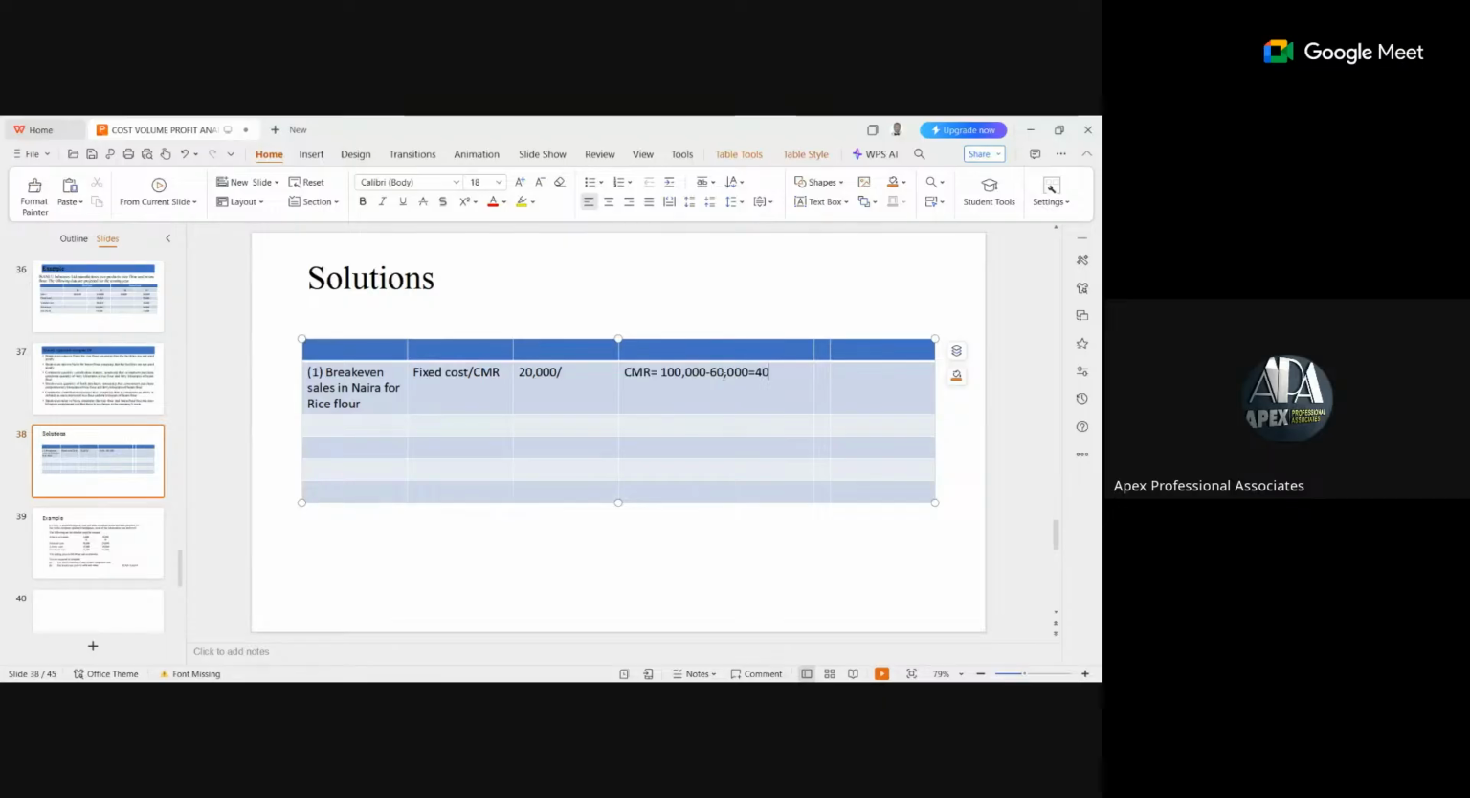You get 40,000. Divide by what? By 100,000. You have 0.4. So to get the break-even sales in naira for rice flour, it will be 20,000 divided by 0.4. You have 50,000 naira.